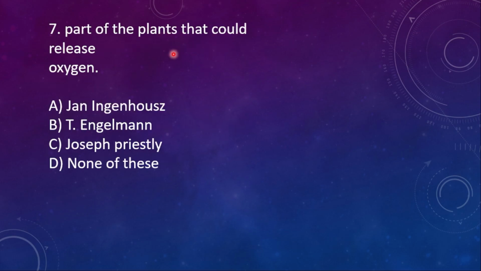Seventh question, the part of the plant that could release oxygen, who said this? A, Jan Ingenhousz, B, T. W. Engelmann, C, Joseph Priestley, D, none of these. So here option A is right, that is Jan Ingenhousz.